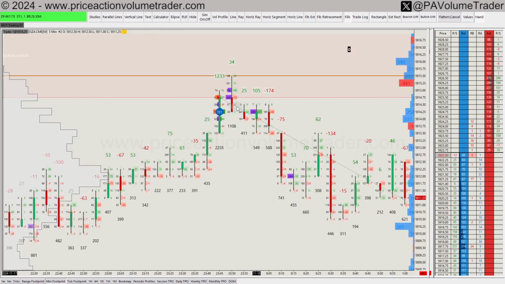Then on the next candle, you can also see the high volume clusters that we have here.